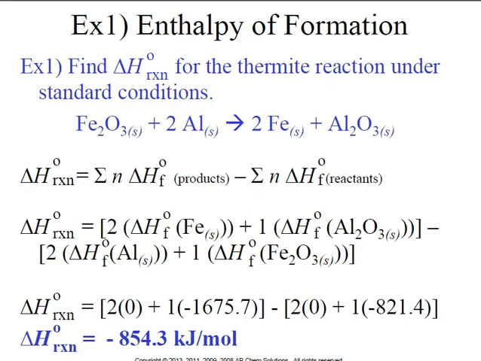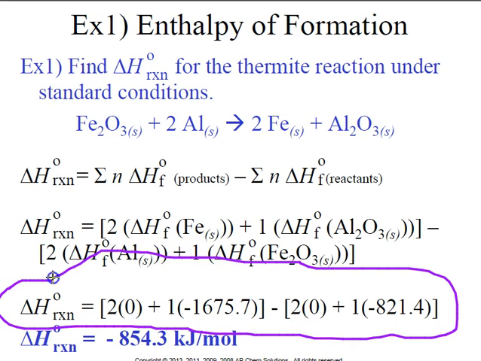Alright, here's an example. They give you a reaction at the top and they want you to find the delta H of the reaction. So they take the heat of formation values for iron and aluminum oxide, and then iron oxide and aluminum for the reactants. So you have 2 times the iron value, which is 0 because it's in its standard state, which is a solid. And 1 times the aluminum oxide value.